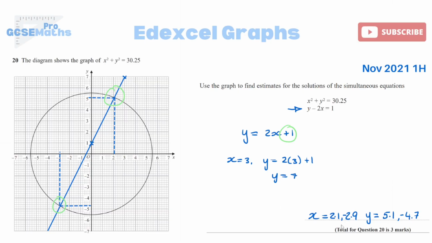So these are the actual suggested solutions, but they have allowed a 0.2 range. So for example, you could get 5.0 to 5.2. So anything 0.1 less or 0.1 more than what I've written here is also fine.